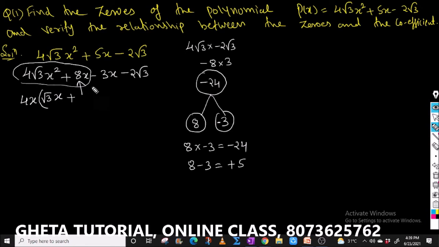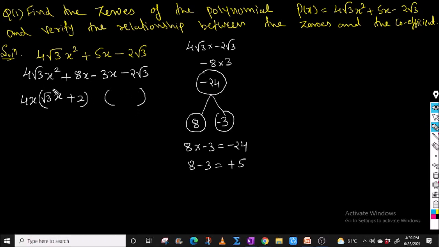And in the place of 8, because I know the 4 table gives 8, I should write only 2. Why? Because x I have already taken common. Whenever you want to take the common for the other factor, it will be quite difficult for you. So my suggestion is always first write in the bracket whatever is the same, root 3x plus 2. Why? Because it will always come the same.